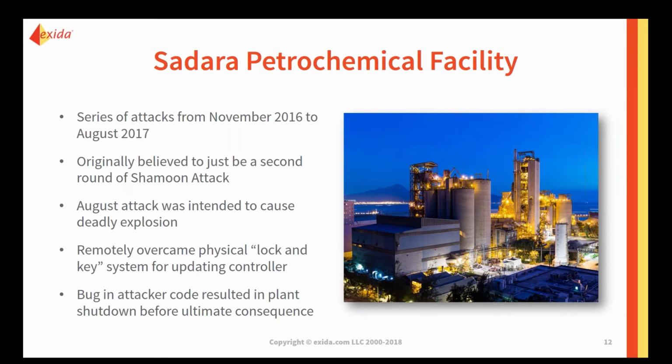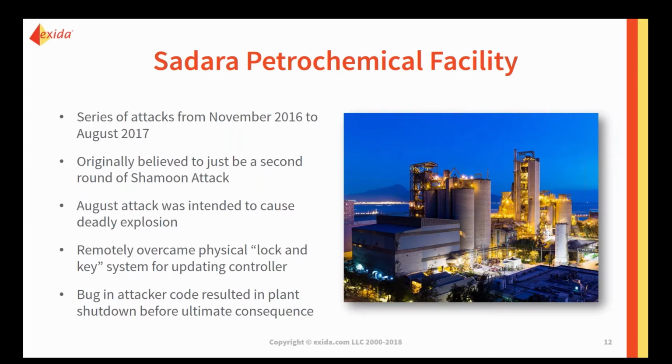And just a couple of really key notes, in addition to the fact that this was very nearly a safety consequence, was that the attackers were able to remotely overcome a physical lock and key system for the controller. This was a Triconix controller that had a configuration switch. The idea was if the configuration switch was turned off, there would be no way to remotely download a configuration or update the code on the controller. But investigators found that the attackers were able to download malware onto the system that then overcame the security feature, and they were able to remotely gain control of this controller.